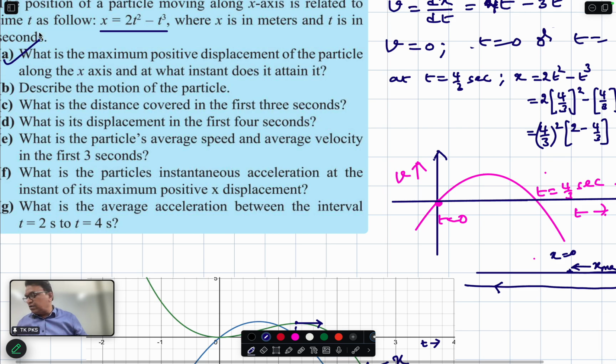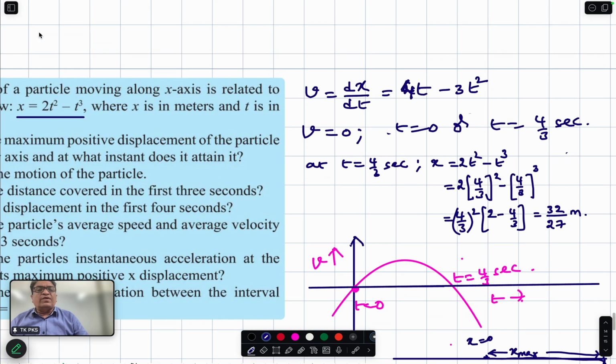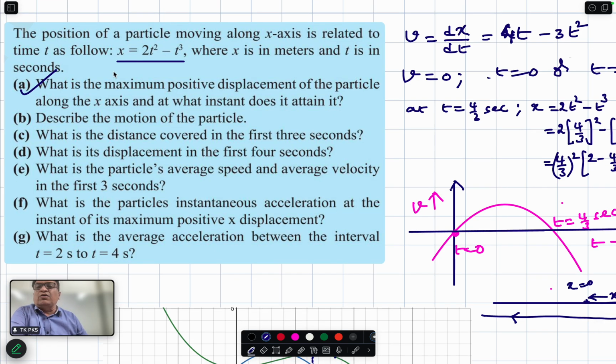Yes or no? Yes, sir. Yes. Next. So, describe the motion of the particle is what he is asking. How to describe the motion of the particle? I will simply describe: between t equal to 0 and t equal to 4/3, velocity is in the positive direction. Thereafter, velocity is in the negative direction. So, when will x become 0? From this, please tell me. x becomes 0 when t is equal to 0.